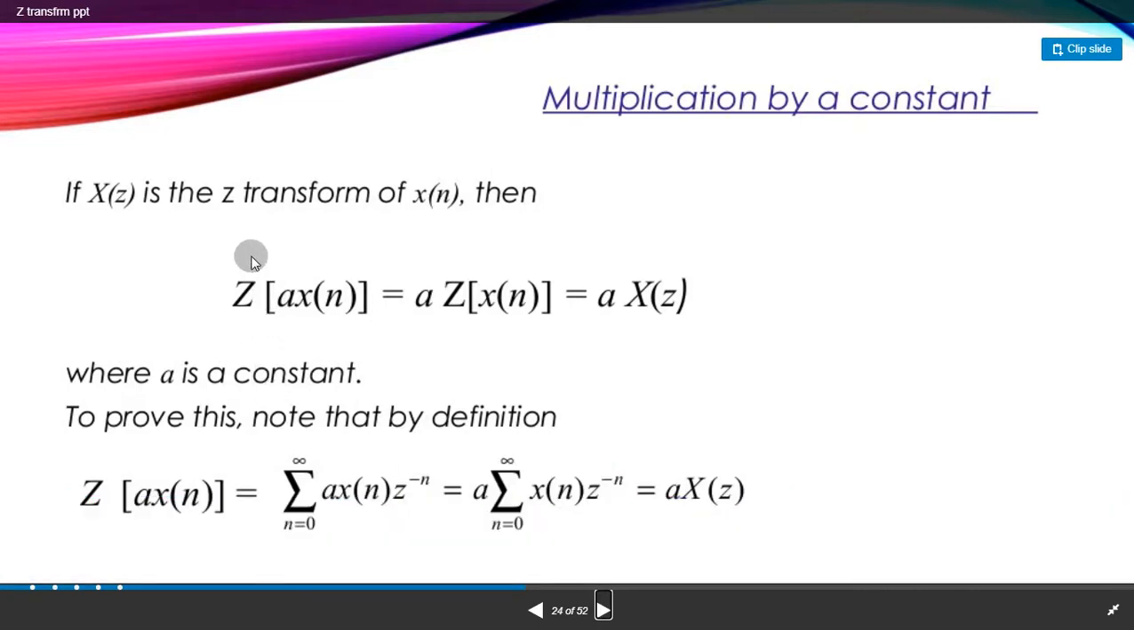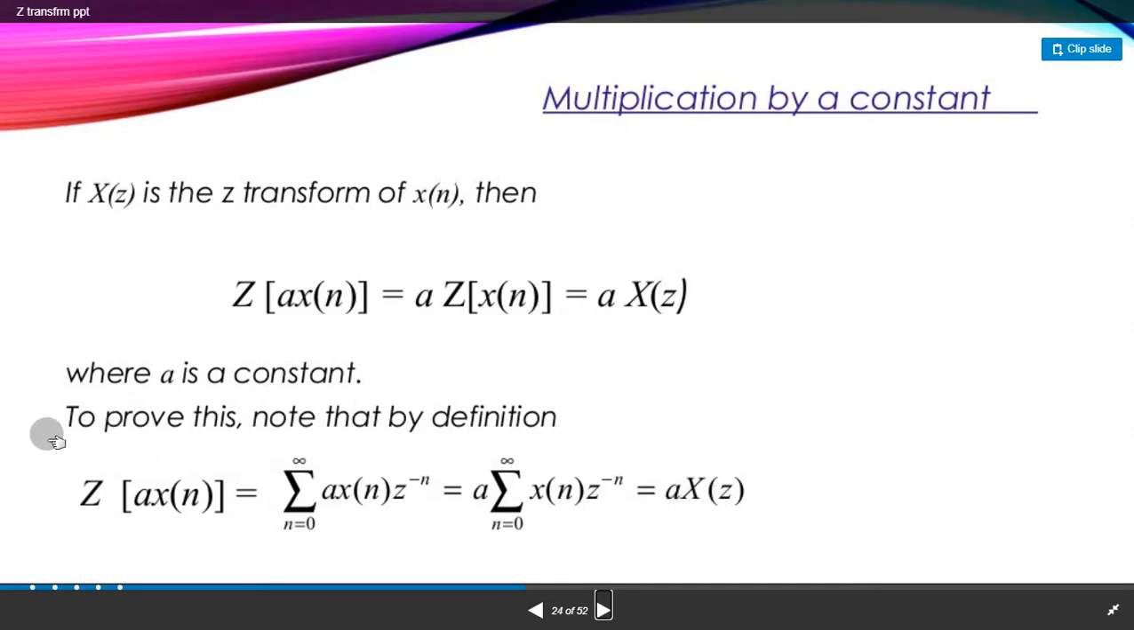Now if X(z) is the Z transform of x(n), then the Z transform of a times x(n) is a times Z of x(n), which is equal to a X(z), where a is a constant. To prove this, note that by definition, the Z transform of a x(n) is the summation from n equals 0 to infinity of a x(n) z to the power minus n, which is equal to a times the summation from n equals 0 to infinity of x(n) z to the power minus n, which is equal to a X(z).